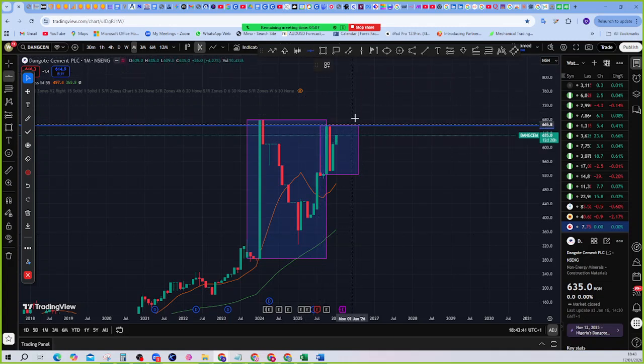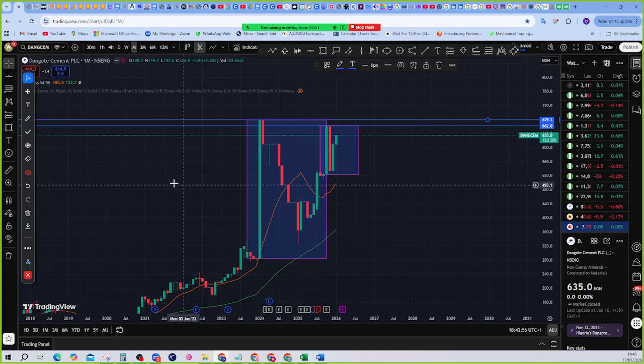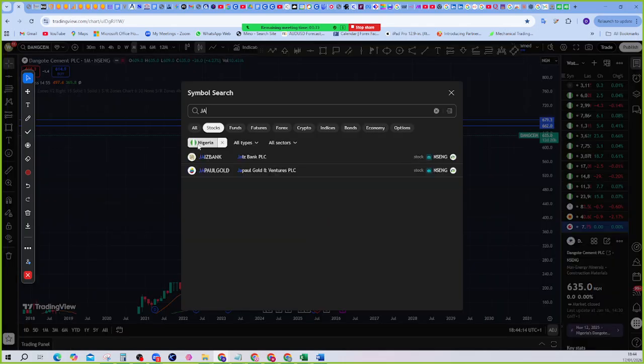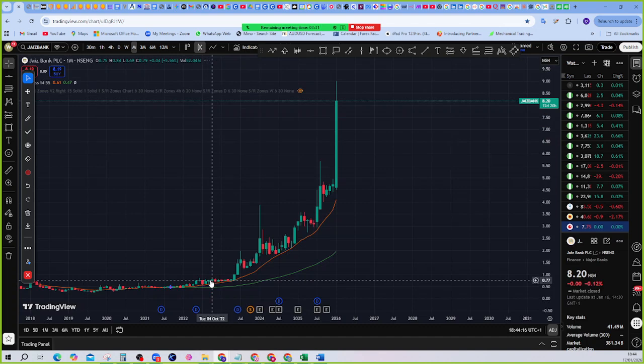But better still, if you want to be very conservative, then you want to wait for it to close above 679. But for me, if it should close above 662 naira, then I'll take it as a bullish breakout. So we need to still pay attention to it and watch the stock. That's for Dangote Cement. And this stock is actually a long-term play. I don't think somebody will be thinking of selling this. As you all know, construction, we need cement.